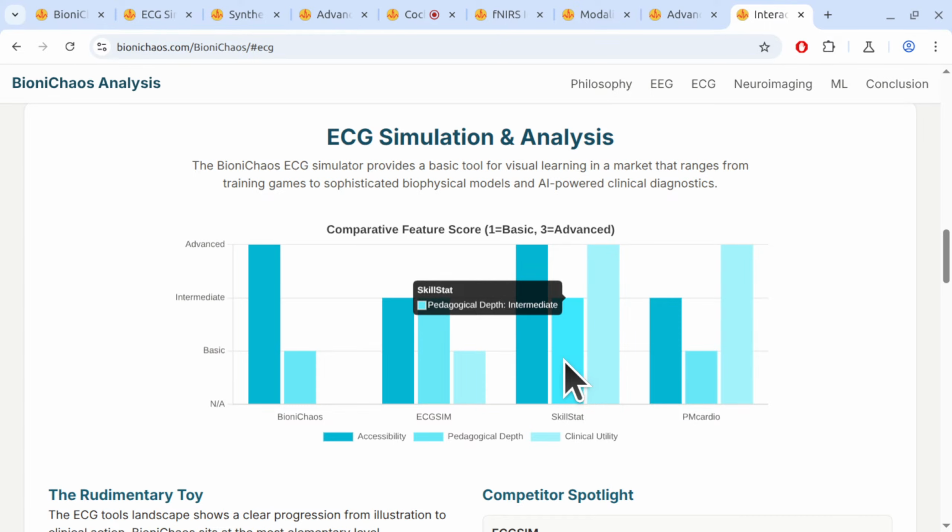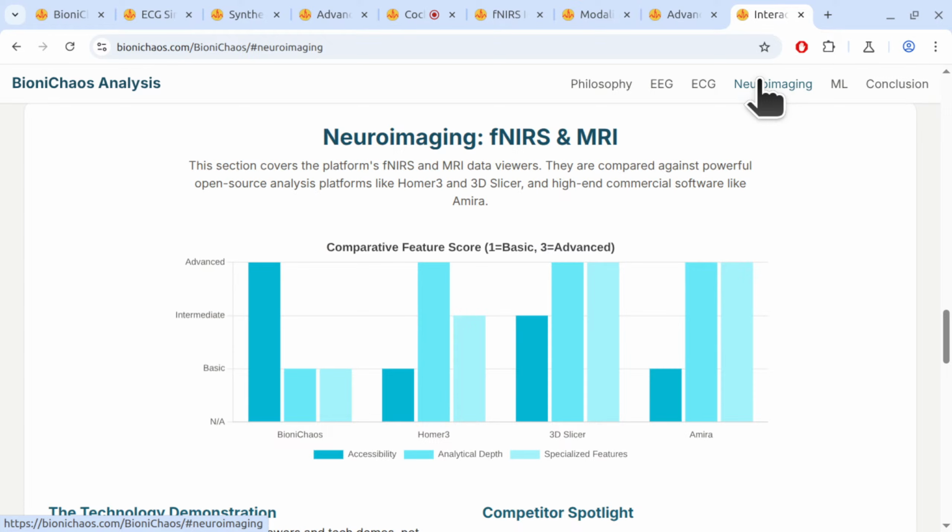And if we pull back and look at the bigger picture, the neuroimaging side, FNIRS, MRI tells a very similar story. Bionic Chaos, very accessible, gets you in the door, but then basic, again, for analytical depth and those specialized features. So good for getting your feet wet, maybe. I think that's a fair way to put it. It's like a great starting point, an on-ramp if you're new to FNIRS or MRI data viewing.